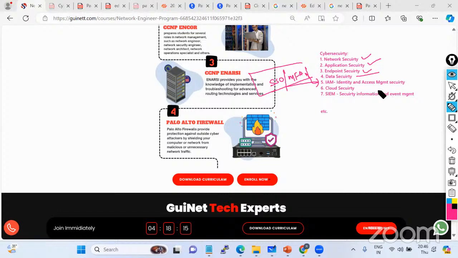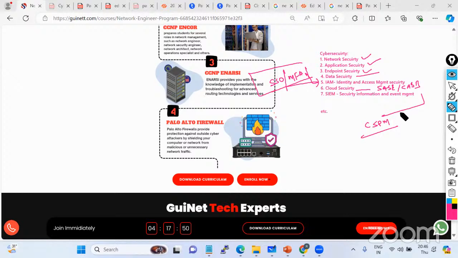Cloud security. So what is cloud security? There is SASE, secure access service edge, and there is CASB. What is CASB? Cloud access security broker. These are the advanced things. And there is also CSPM, another key concept, known as cloud security posture management. These are the three things you just have to know about.